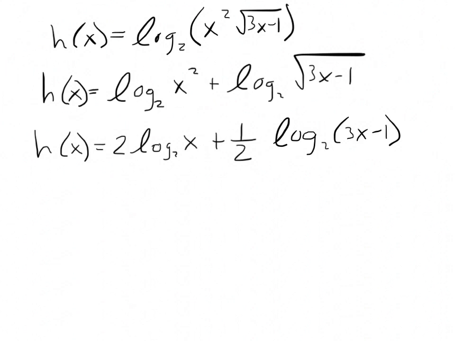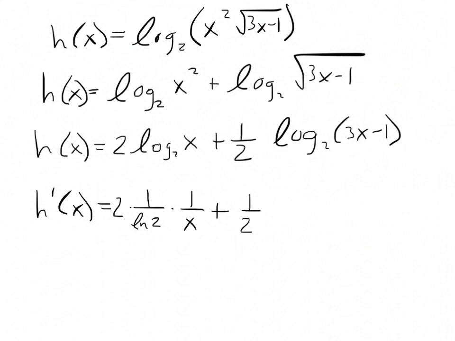Now that these things are so simple, I can take the derivative. H prime of x will be 2 times, now because it's a log base 2, I have 1 over ln 2. Because it's a logarithm, I get 1 over x. And because the thing inside was just x, I don't need a chain rule here. Okay? Plus the 1/2 constant, the 1 over ln 2, because it's a log base 2, then the 1 over 3x minus 1, because it's a logarithm, and finally the times 3, because of the chain rule. The thing that was inside was not just x, it was 3x minus 1, so we need that.